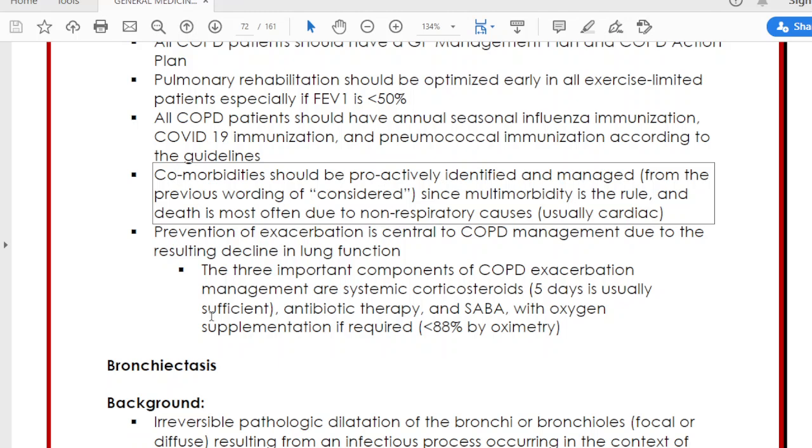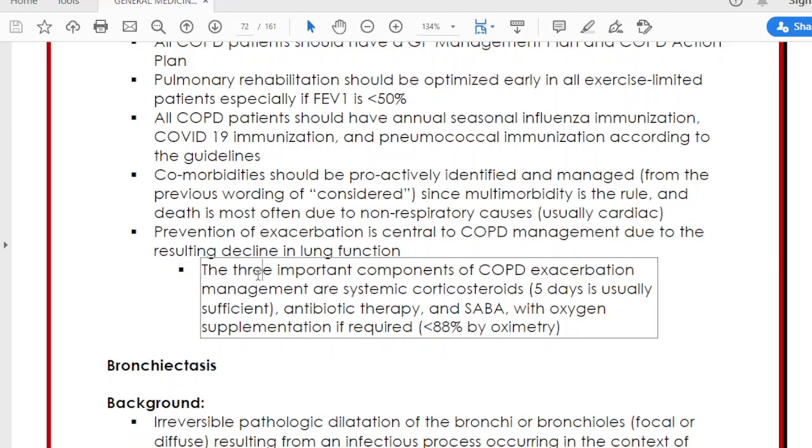Comorbidities should be proactively identified and managed, from the previous wording of considered, since multimorbidity is the rule, and death is most often due to non-respiratory causes, usually cardiac. Prevention of exacerbation is central to COPD management due to the resulting decline in lung function.